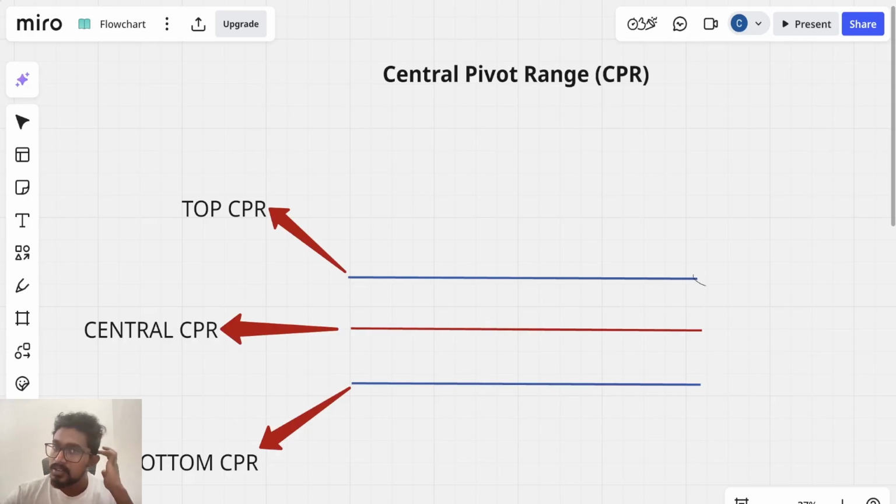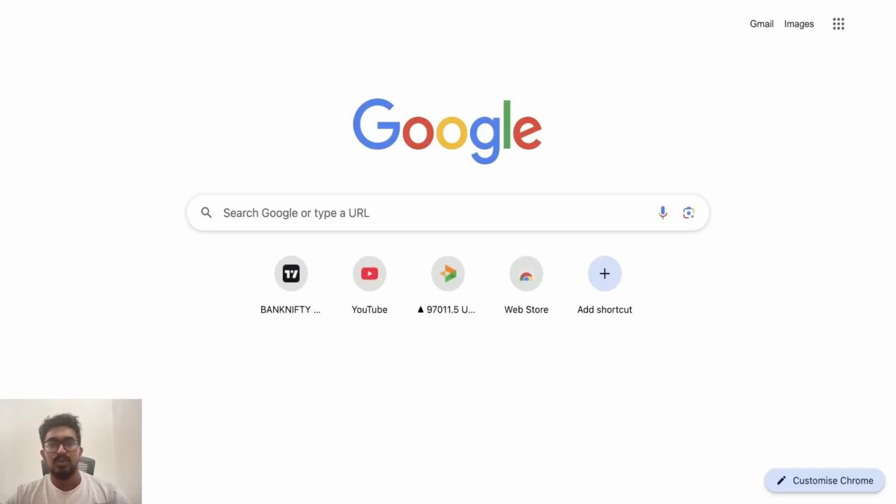Hi. So today I'm planning to make this video. When I was trading, you normally see this central pivot range. So first thing, let me see. What is the CPR indicator? Normally I will use this indicator.